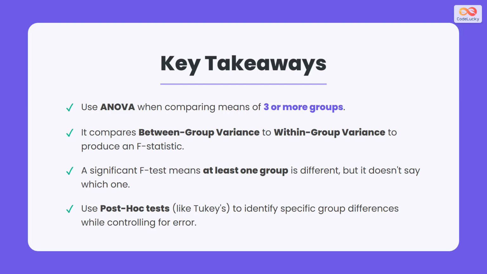To wrap up, remember these key points. Use ANOVA when you are comparing 3 or more groups. It works by comparing the variance between groups against the variance within groups to produce an F statistic. A significant result tells you that at least one group stands out, and you should use post-hoc tests to pinpoint exactly where those differences lie.